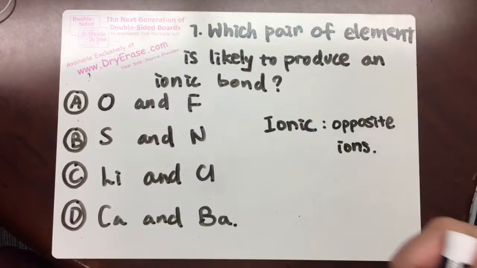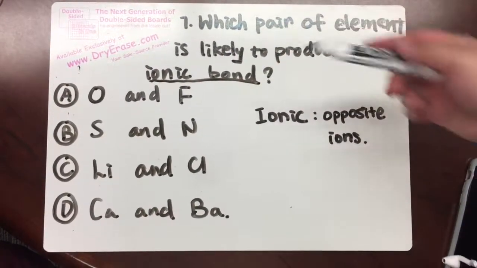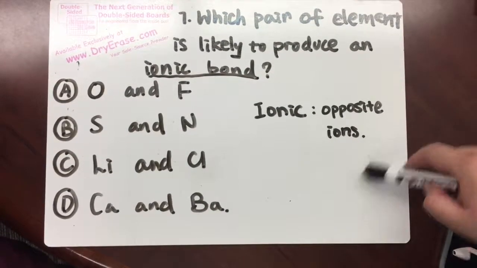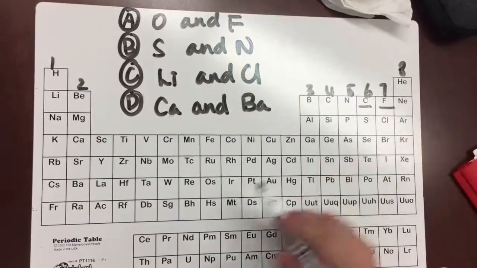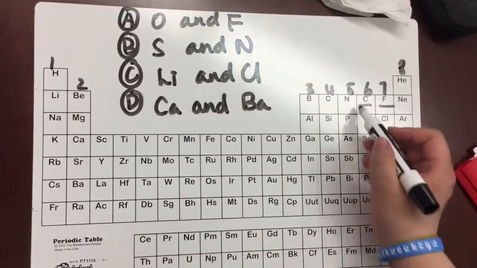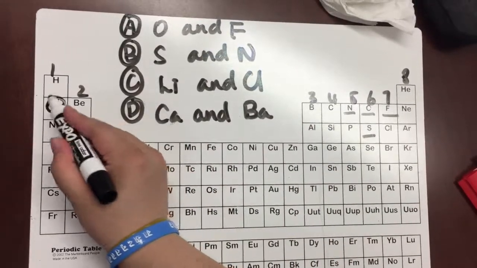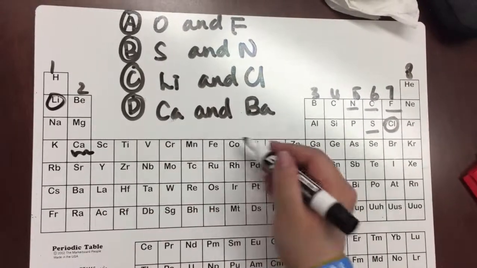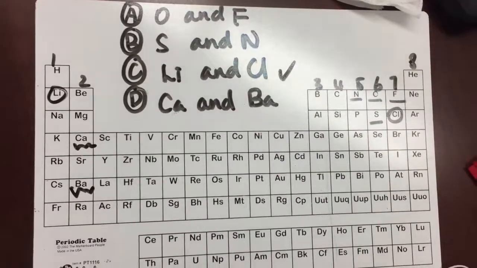Which pair of elements is likely to produce an ionic bond? In this question, we need to find out which pairs could produce an ionic bond. So an ionic bond is basically the bond created between metals and nonmetals. So first, what we need to do is find the elements on the periodic table. O and F are nonmetals, so they cannot produce an ionic bond. The same with S and N. Li is a metal and Cl is a nonmetal. Ca and Ba are both metals, so they could not produce an ionic bond either. So the answer will be C.